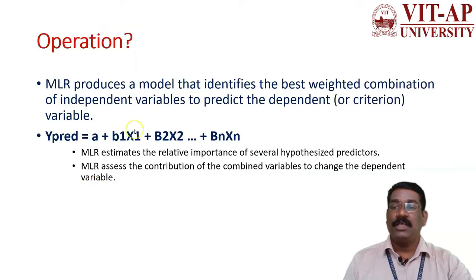Next, multiple linear regression produces a model that identifies the best weighted combination of independent variables to predict the dependent variable, otherwise called the criterion variable. Basically, multiple linear regression analysis estimates the relative importance of several hypothesized predictors, and assesses the contribution of the combined variables to changes in the dependent variable.